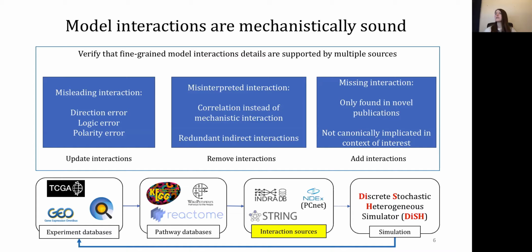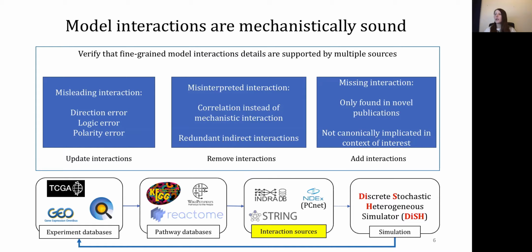There are instances where we are able to update interactions based on our interaction sources. So in cases where we've incorrectly represented an interaction in the wrong direction, where the upstream and downstream nodes are flipped, we could have an error in the way we wrote the update function itself, or possibly it could help us inform the effect of an interaction. We're also able from INDRA and PCNet to find interactions that should be removed.